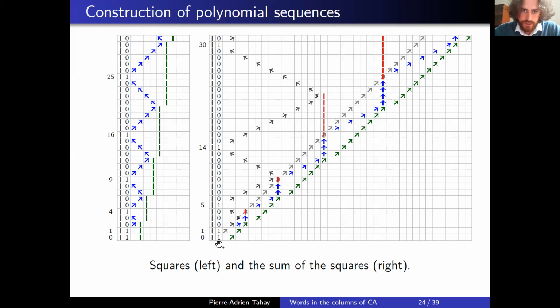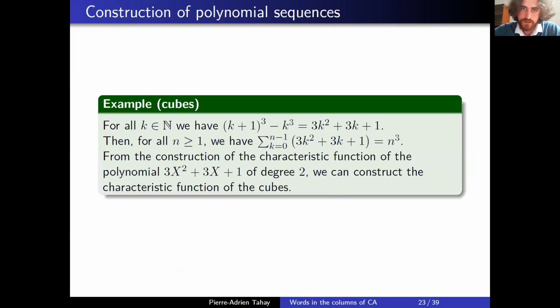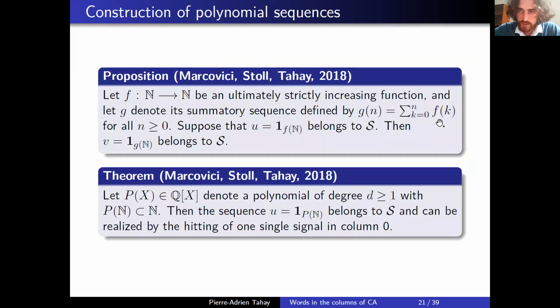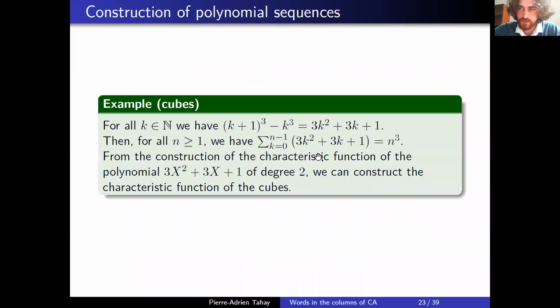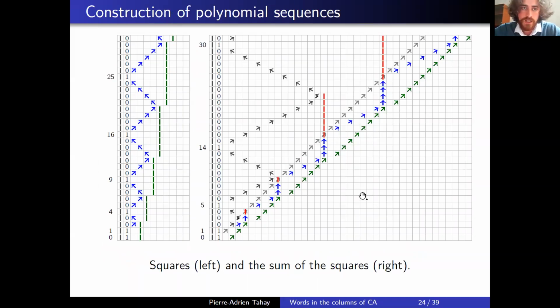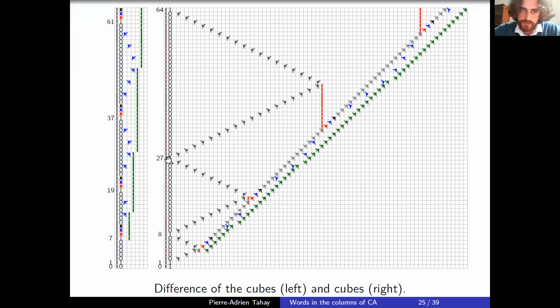And with this construction, we can construct the sum of the squares on the cellular automaton on the right, just by using the proposition for the squares, because we have a construction of the squares. We also have a construction of the sum of the squares. And it's the same to obtain the construction for the cubes. We start with the construction of the difference of the cubes on the left. And after, we construct the sum of the difference of the cubes on the right. And the sum of the difference of the cubes is just the cube.